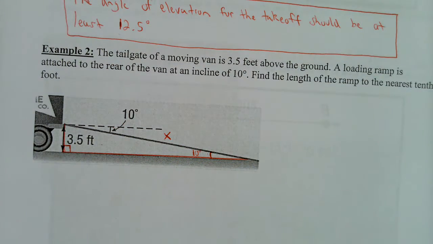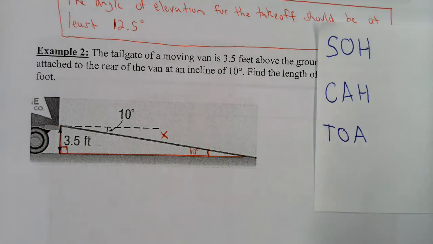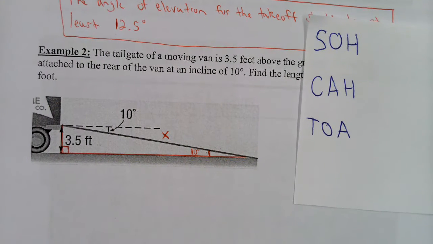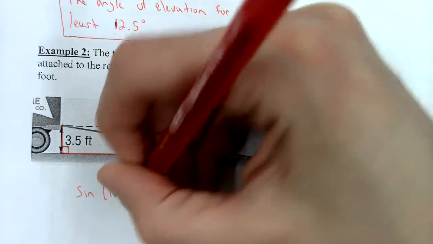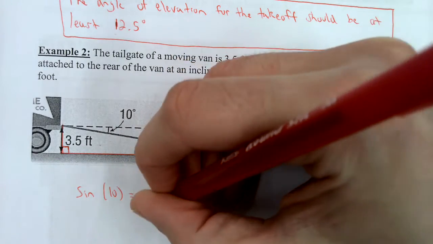So for my trig function, if I'm looking at the 10-degree angle, this is opposite, and this is the hypotenuse, so it's going to be sine. So I'm going to say sine of 10 degrees equals opposite, which is 3.5, over hypotenuse, which is x.